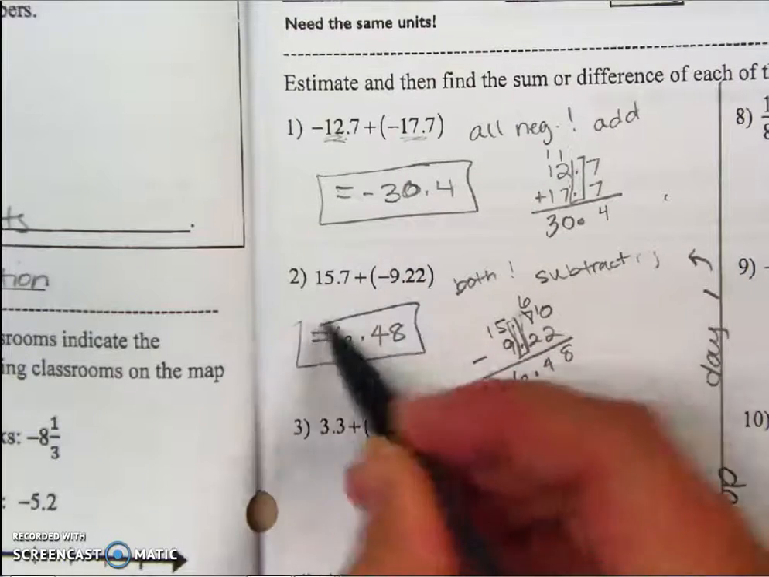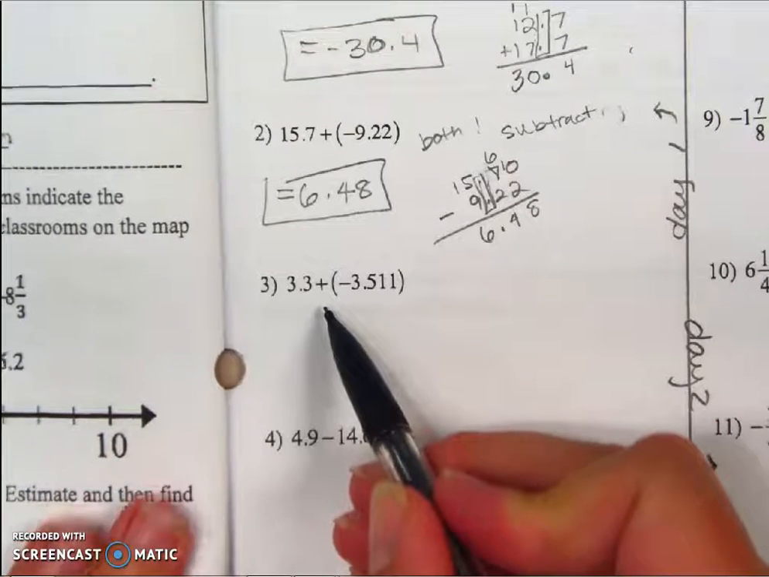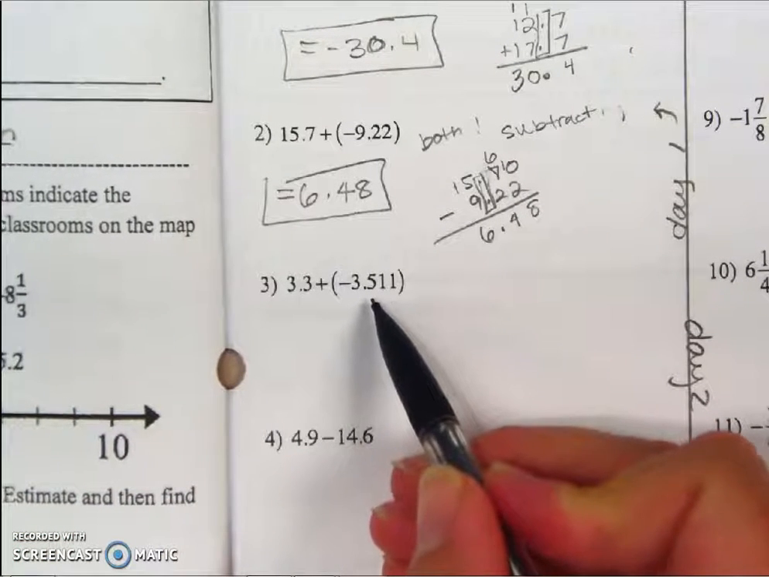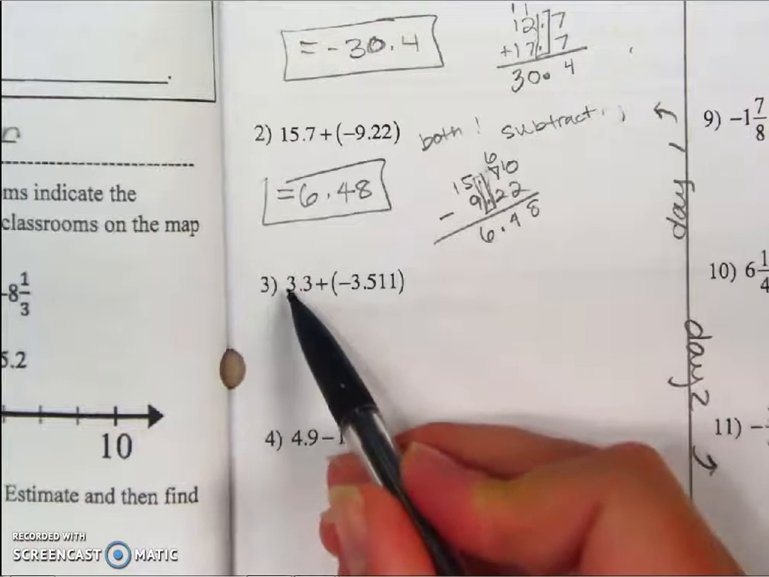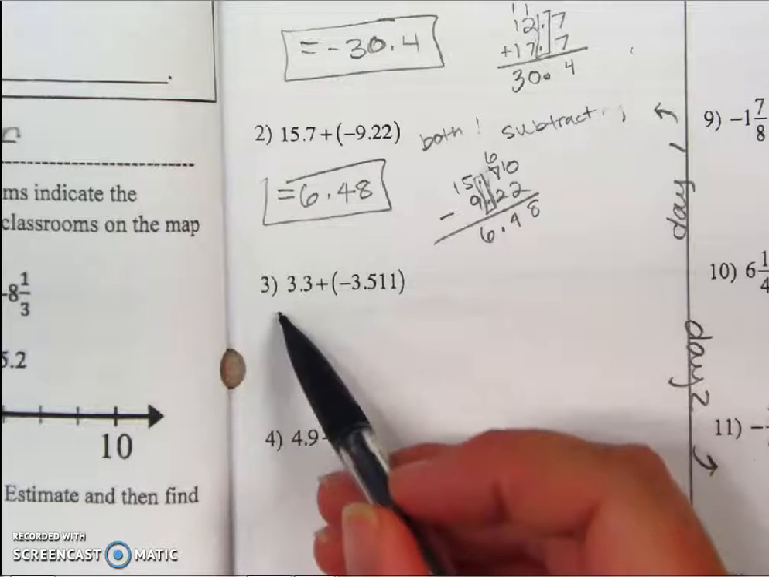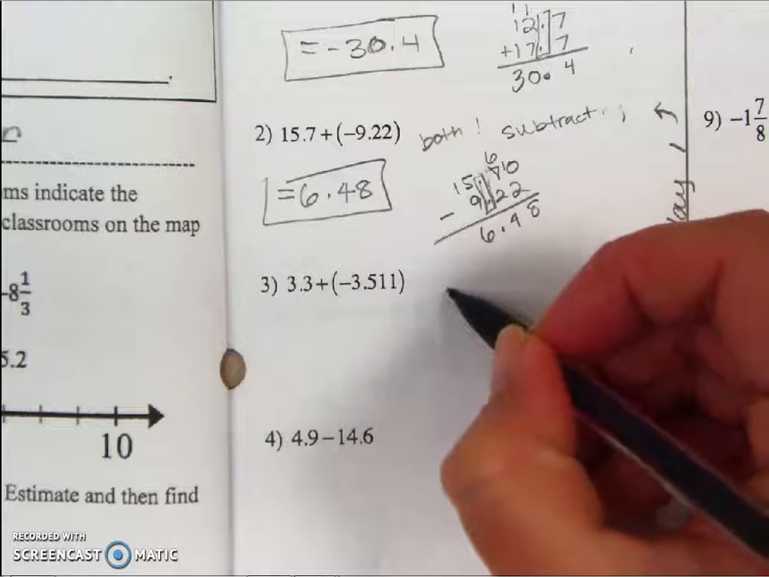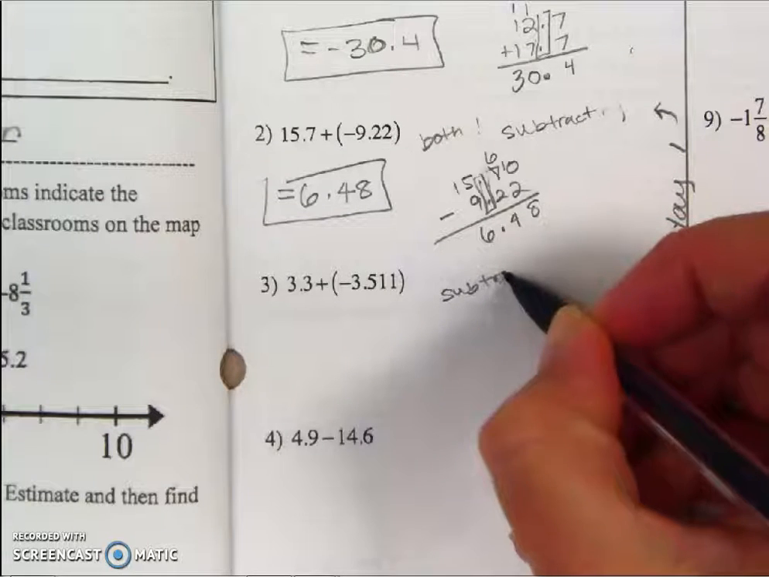All right, let's try that again. That's really all we're doing today. All right, number 3, 3.3 plus negative 3.511. Are these the same or are they different? Do we have both or are they all the same? Let's see, we have positives and negatives. They are different, so we have to subtract these numbers.